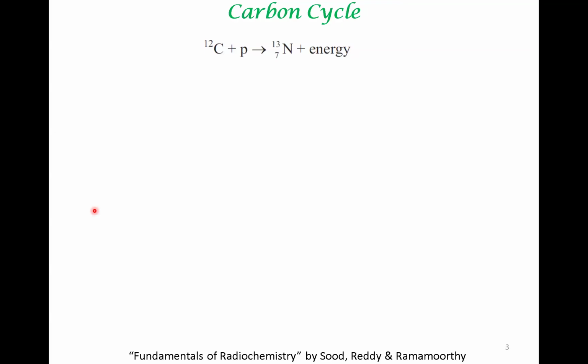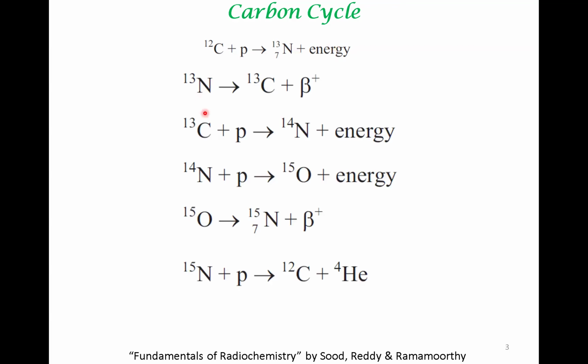There are two different cycles that are commonly discussed in the case of nuclear fusion. In one of the cycles, referred to as the carbon cycle, the first reaction is C12 reacting with a proton, forming a nitrogen isotope and energy. Then there is a series of reactions from here. This nitrogen gives back C13 plus a positron. This reacts with a proton, forms N14 plus energy. These two are energy generating reactions, and so on.